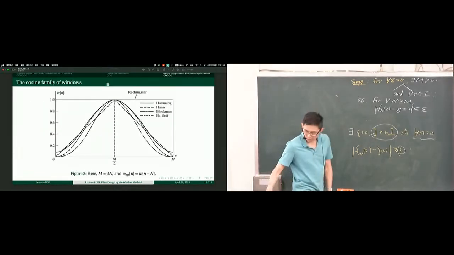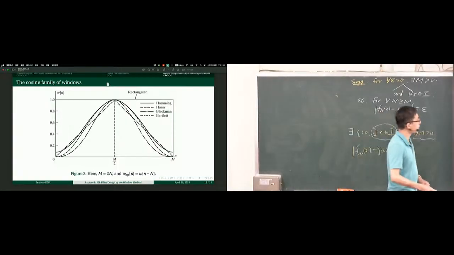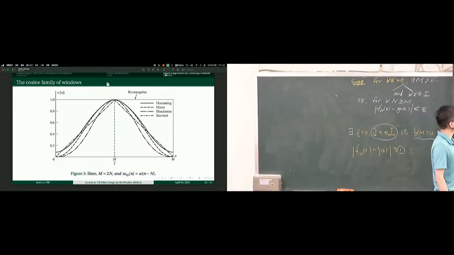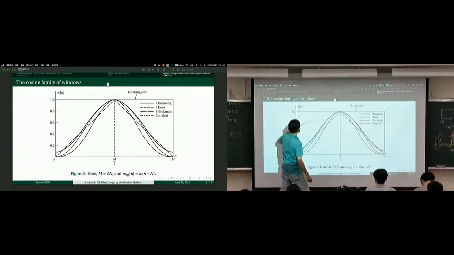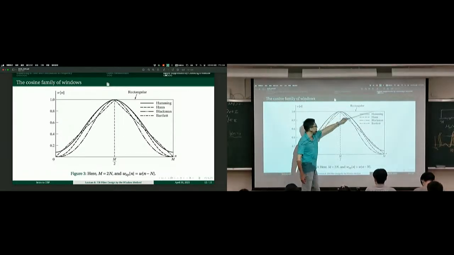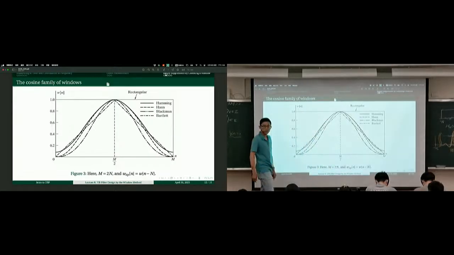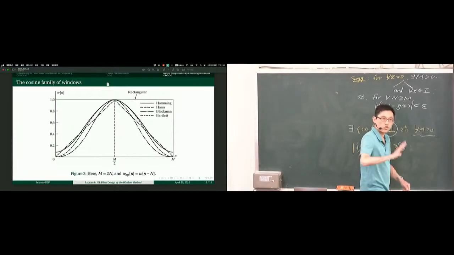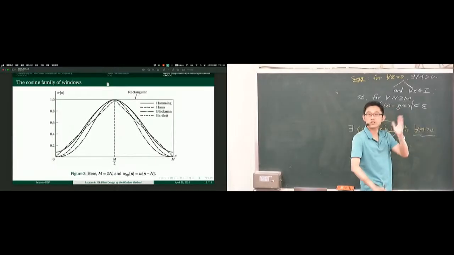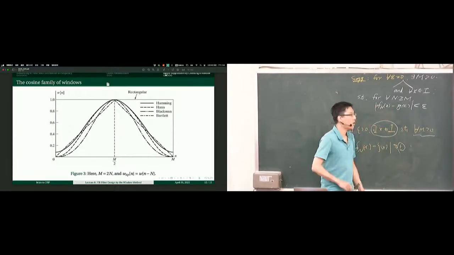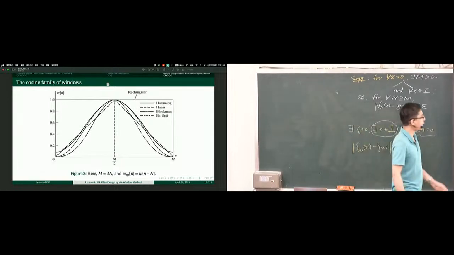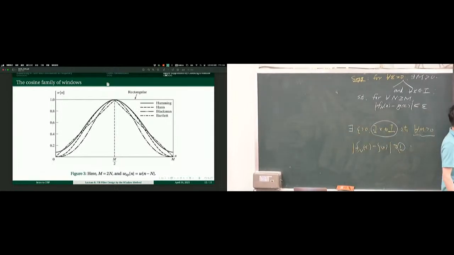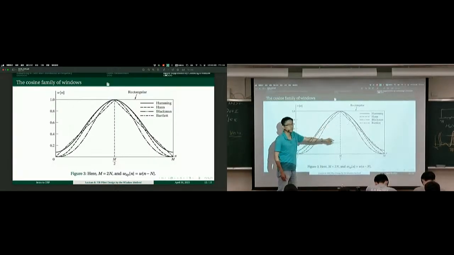Instead of multiplying our ideal response with the rectangular window, which is right here, this is a rectangular window. Instead of multiplying with the rectangular window, let's try to shape our response. Shape it. Let's try to shape our response by multiplication with some other window functions.